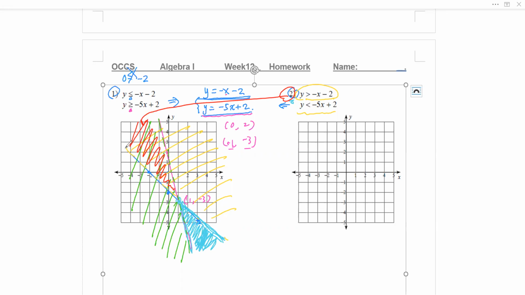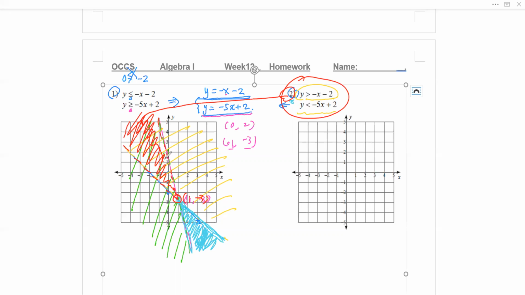Do they include the edge? No, right? They don't include it. We use the dash line. They're not including this one either, right? So here is 1, -3. For this equation, it's right here, not including the edge borderline.